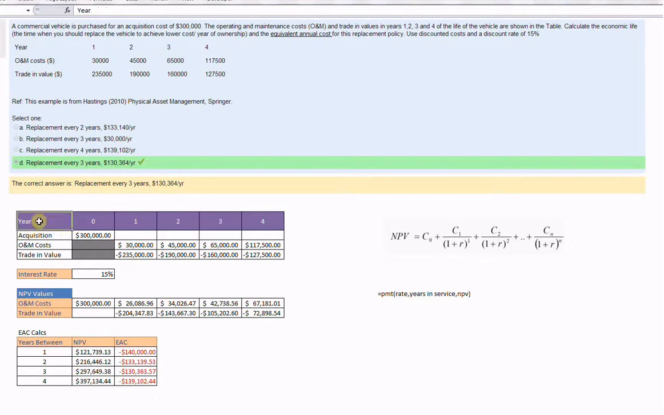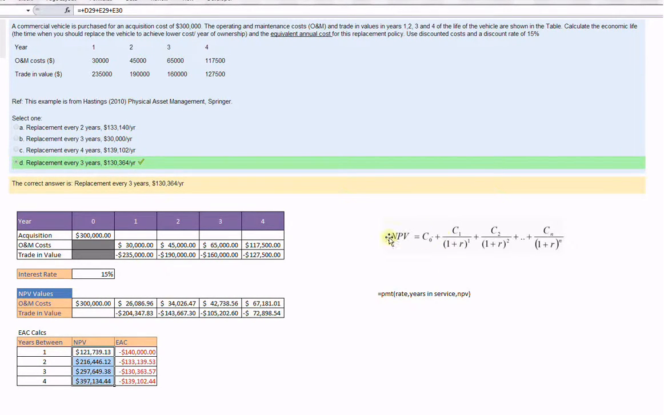So first of all, I've just tabled all this, including the acquisition cost here, so it's $300,000, and set it up with our operating and maintenance costs each year. Note that the trade-in value is negative since we're getting money, not losing it, and we're given a rate of 15%. So the first step is to calculate the NPV of the acquisition of the entire life cycle based on each of the 4 years. So these are the calculations we're trying to do down here. The policy of replacement after 1 year, replacement after 2 years, replacement after 3, or replacement after 4. So we're going to calculate the NPV and then use that to calculate the EAC.